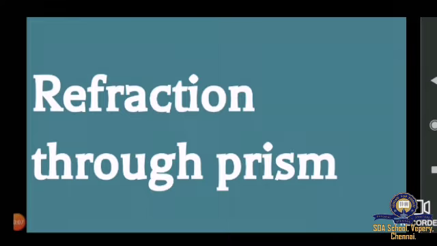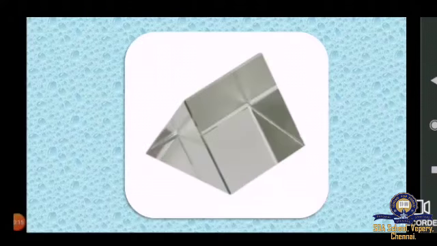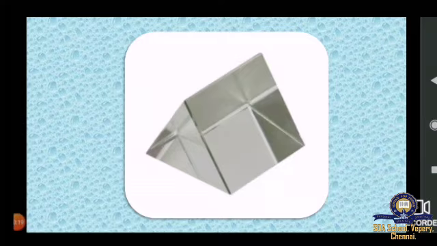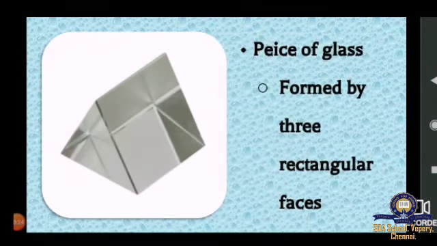Earlier, we saw refraction by a glass slab. Let's see whether the refraction is similar or differing. This is called a prism. What does it look like? What is the material it is made up of? Yes, it is made up of glass.